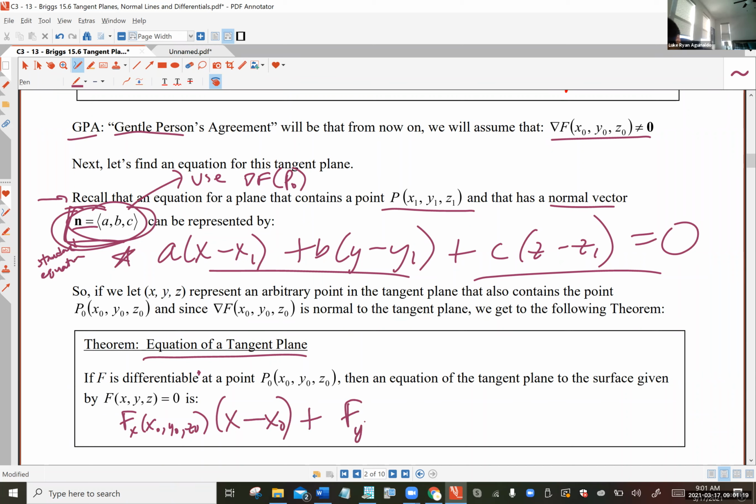Okay, and then the other pure number: you're going to take your partial with respect to Y of your big F and evaluate it at the point. You're going to get a constant times Y minus Y naught, plus the partial with respect to Z.